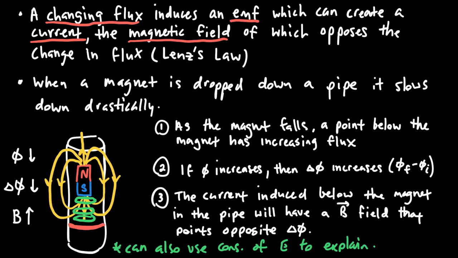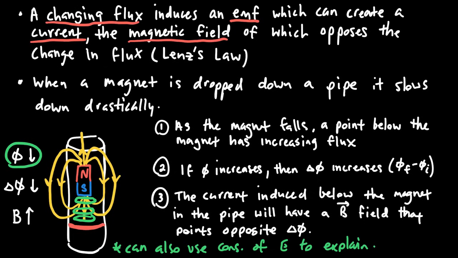So I know that the magnetic flux is pointing downwards, and I know that the change in the flux points downwards. And how do I know that the change in the flux points downwards? Let's look at number 2. If the flux is increasing, then the change in the flux must also be increasing.